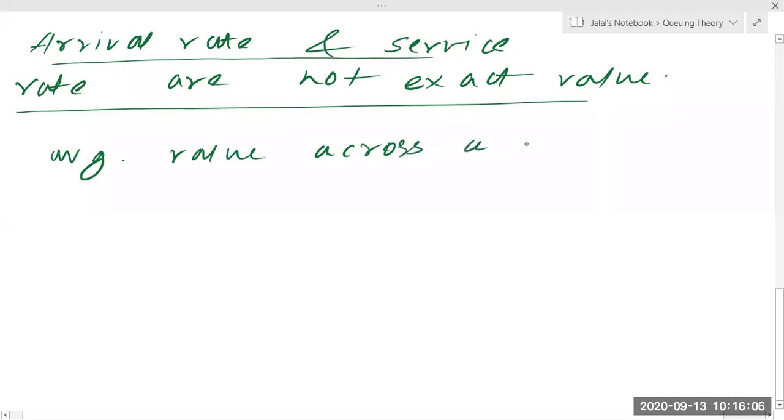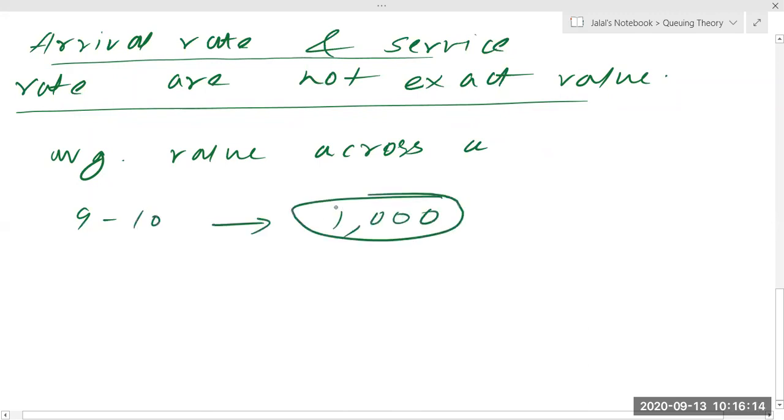You can say anything. Like if you want to say the passengers on a train platform from 9 to 10 are suppose 1000, this will not be equal each and every day. So what you have to do is take this average for 30 days.